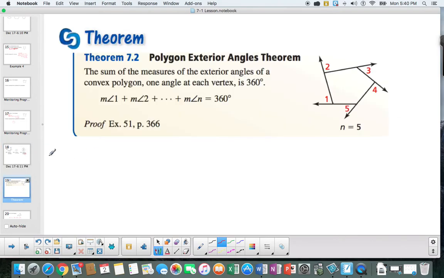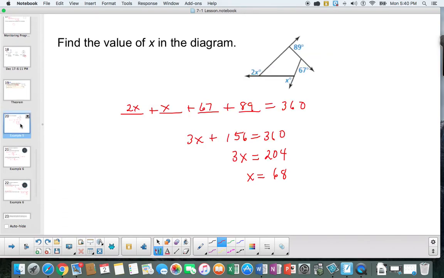The next theorem says no matter how many sides a figure has, the sum of the exterior angles is always going to be 360 degrees. All right, let's take a look at trying to figure out what x is. There are 4 exterior angles, so I add them all up, and I know the answer is always the same number, 360. So again, I use algebra, and I find that the missing exterior angle is 68.